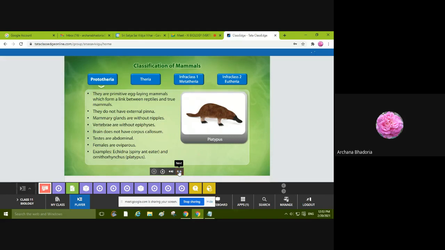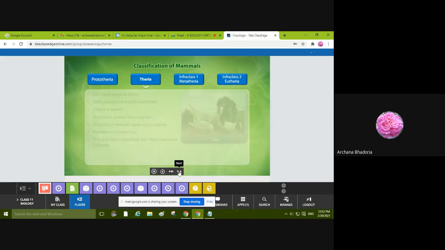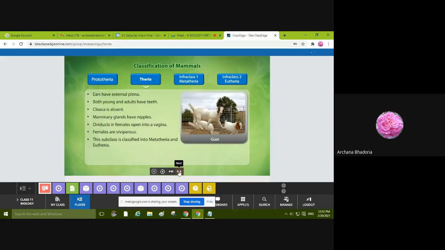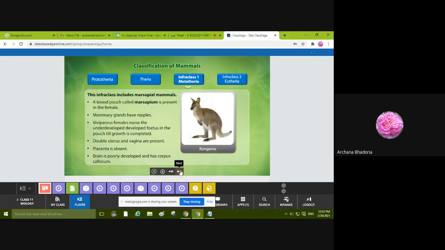Some, like the platypus, they have given under prototheria, but without the epiphysis. Ears have external pinna. Cloaca is absent here, okay? So the marsupials, children, this you remember. Marsupials are those which have the brood pouch, and that brood pouch is known as the marsupium. That's why these animals are called marsupials.